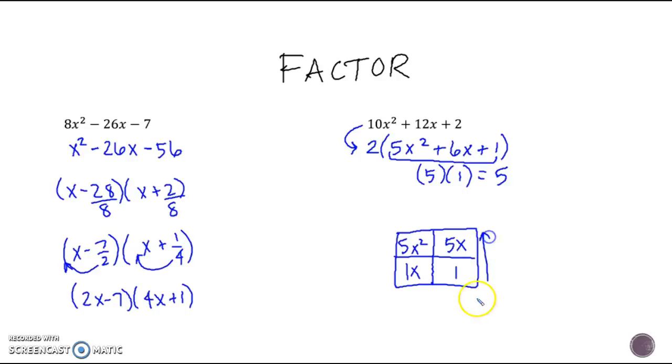Don't forget your variables. I'm working from that bottom right corner. My GCF with 5x and 1 is 1. 5x squared and x is x. 5x squared and 5x is 5x. And 1x and 1 is 1. Once I have my GCF, I just need to write in my parentheses. So I have an x plus 1 and a 5x plus 1. And that's it.